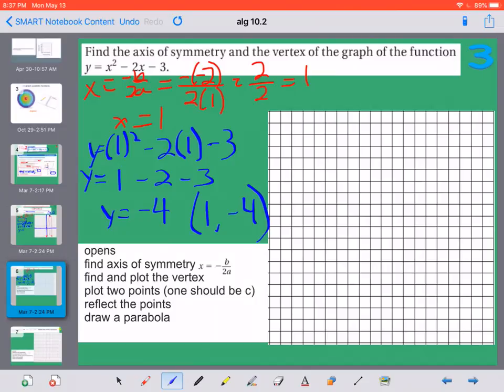So if I draw my line here, or my graph, I should say, x equals 1 is our axis of symmetry.